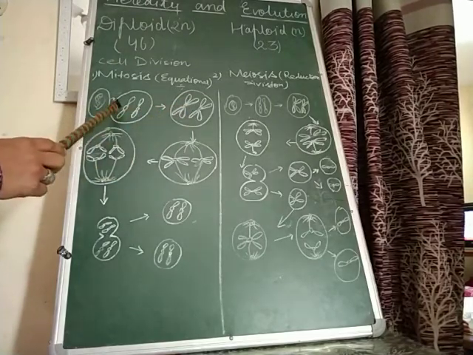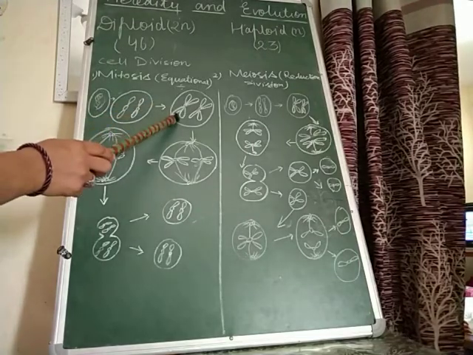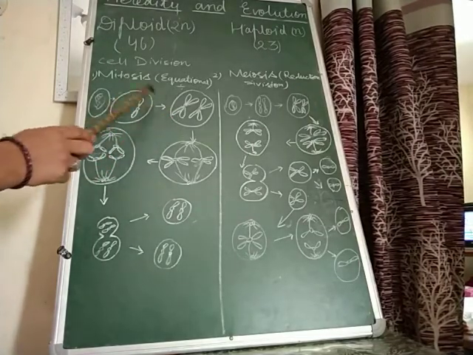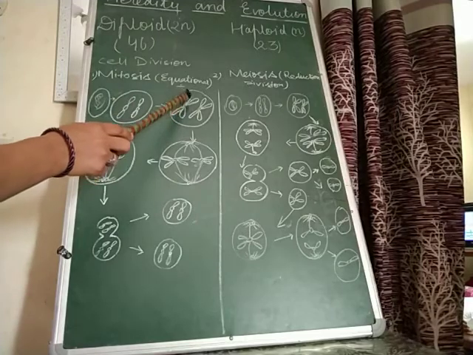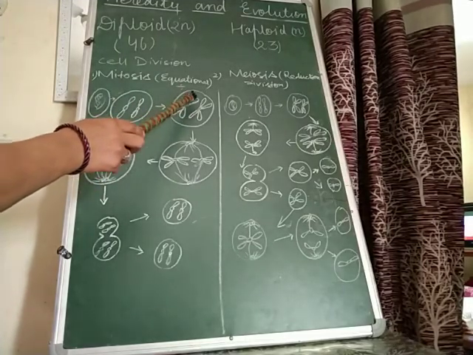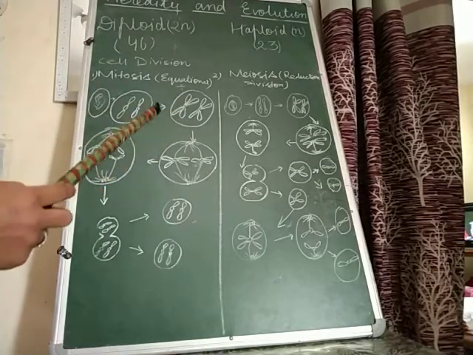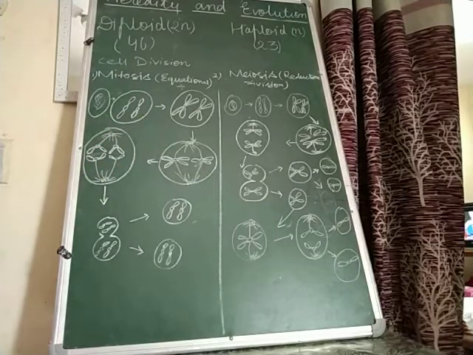If we take 2 chromosomes initially, then a copy of each chromosome is formed. So a single chromosome has 4 chromatids, 2 arms on one side and 2 on the other side, so in total they have 4.